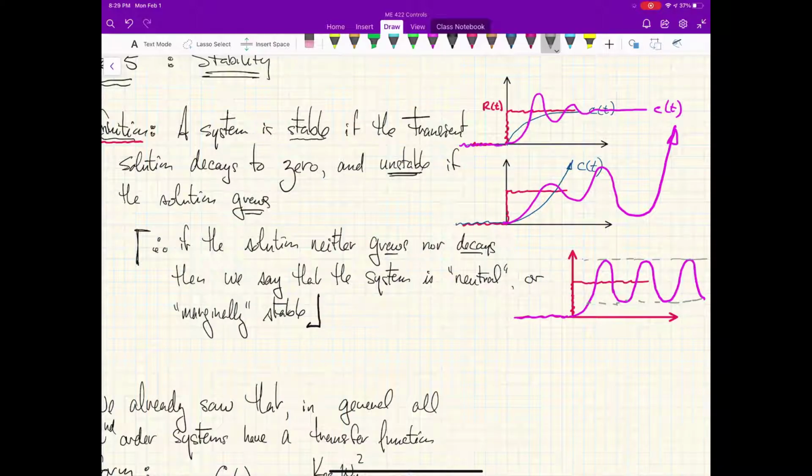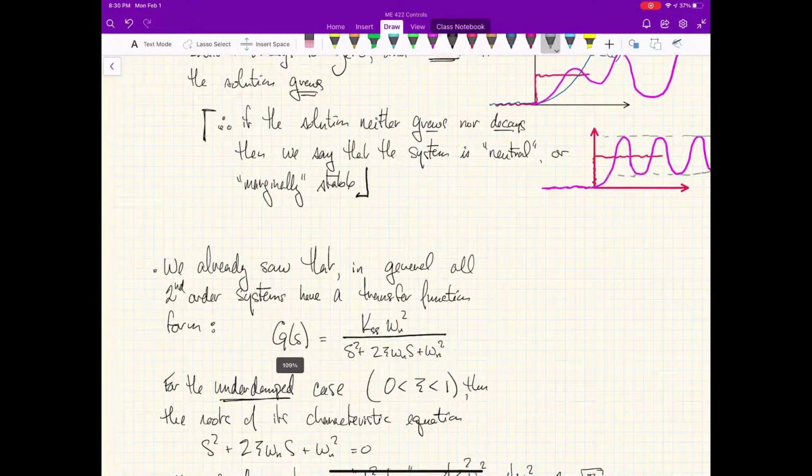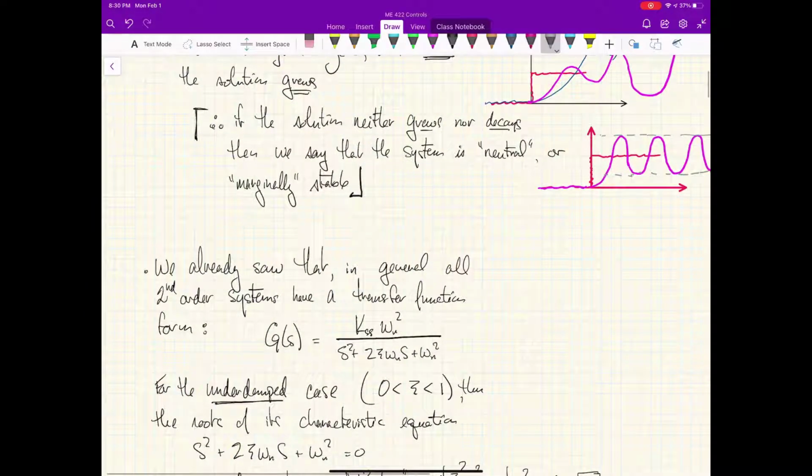And so those are my three different possibilities in the case of a second order system. Okay, so a stable system decays to a steady state, an unstable system grows indefinitely, and a marginally stable system has a finite amplitude of oscillation that does not decay.